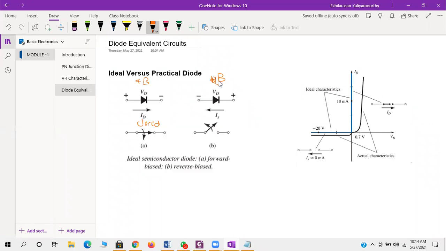During the reverse bias, what will happen? The diode will not conduct, but there will be a reverse current. A very small reverse current will be there. So it is actually an open circuit.